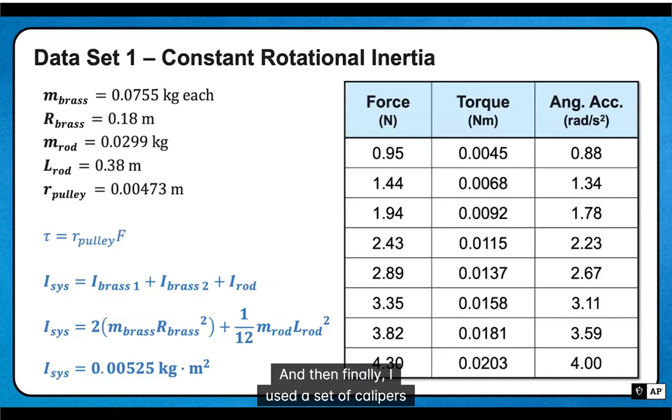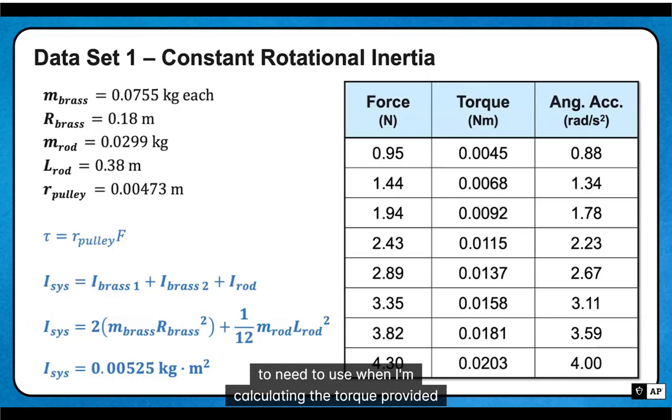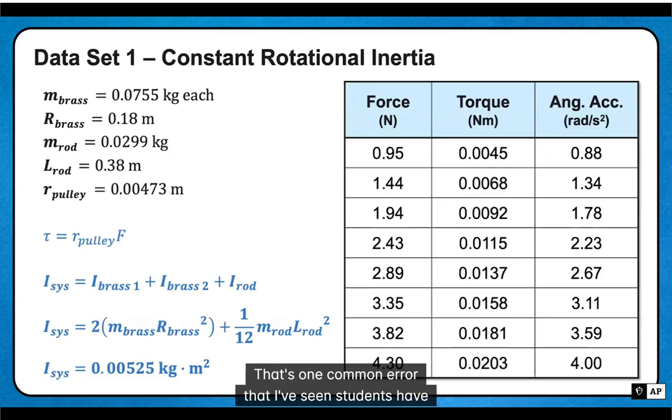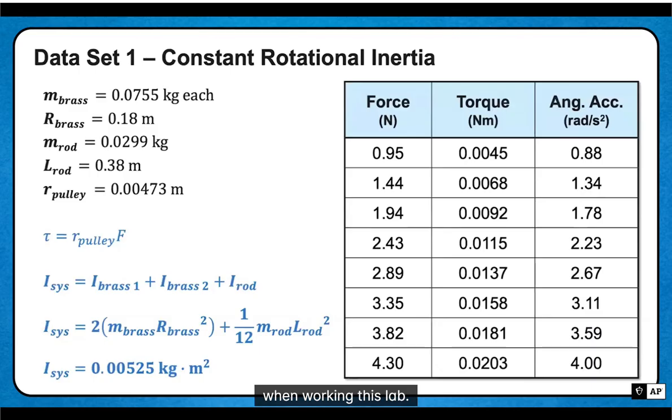And then finally, I used a set of calipers to measure the diameter of the pulley where the string was wrapped around. Half the diameter gives me the radius, and that's the distance I'm going to need to use when I'm calculating the torque provided by the tension in the string. That's one common error that I've seen students have when working this lab.